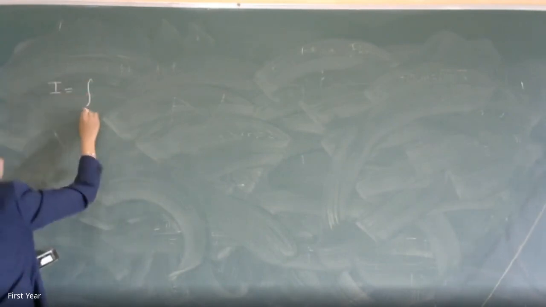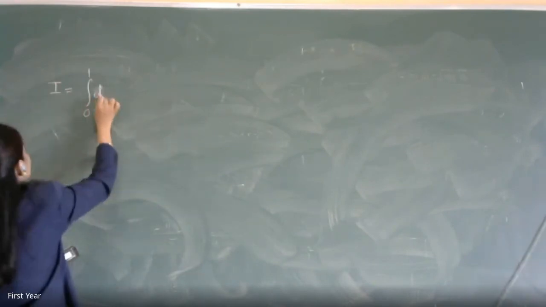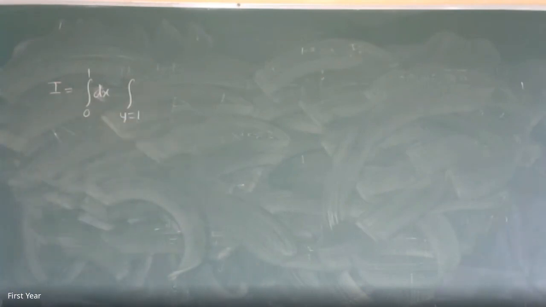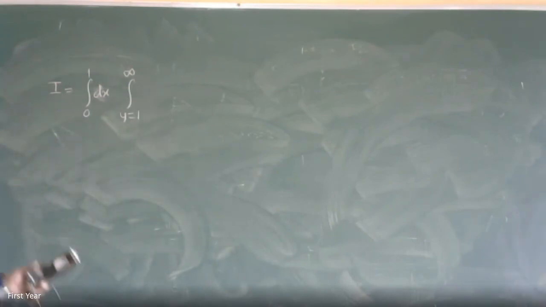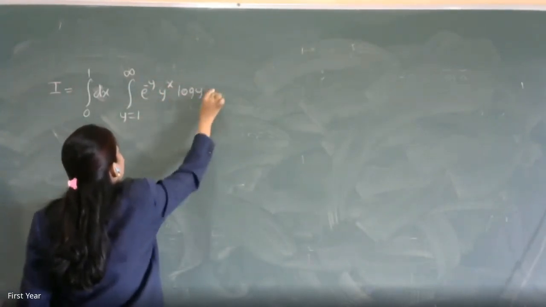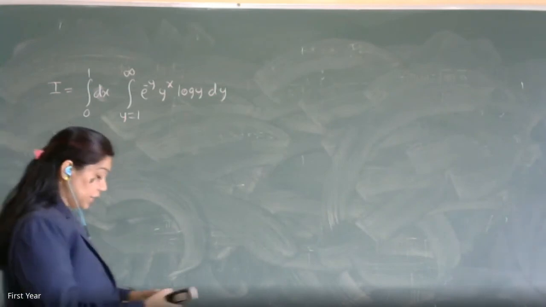Evaluate I is equal to integration 0 to 1 dx, and y is equal to 1 to infinity. Put this equal to integration from 1 to infinity of e raised to minus y, y raised to x, log of y dy. E raised to minus y, y raised to x, log of y dy. We have to evaluate this integration.